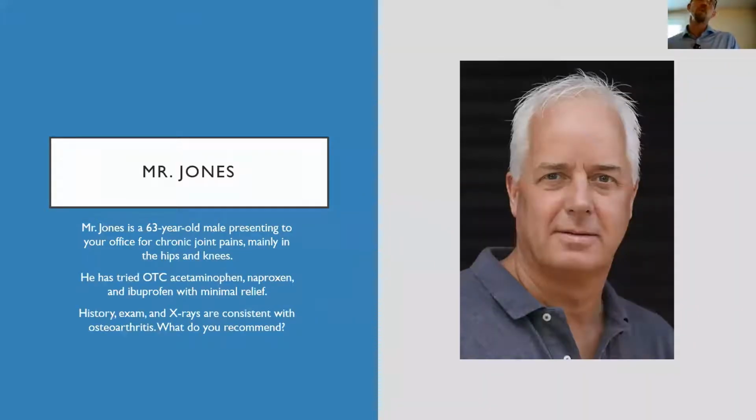Today we're going to be presenting the case of Mr. Jones, a 63-year-old male presenting to your office with chronic joint pain, mainly in the hips and knees. He has tried over-the-counter acetaminophen, naproxen, and ibuprofen, and these are just providing minimal relief. It's starting to affect his day-to-day activities. You perform a history and an exam, and you either order or maybe already have x-rays that are consistent with osteoarthritis. So that is our case.